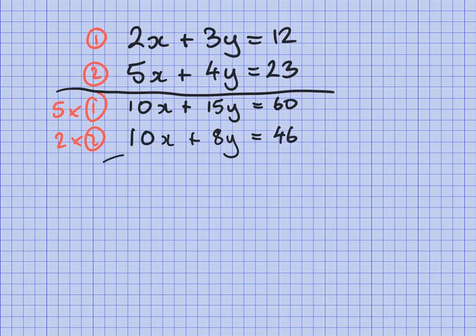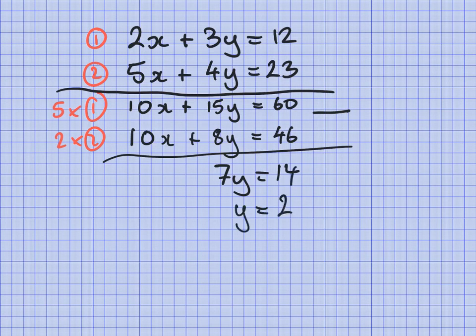Now, if I look at these, the 10x's are both the same. So I have to decide whether to add them together or take them away. In this case, because 10x take away 10x is 0, I'm going to subtract. 10x take away 10x is 0. 15y take away 8y is 7y. And 60 take away 46 is 14. Divide both sides by 7, y equals 2.